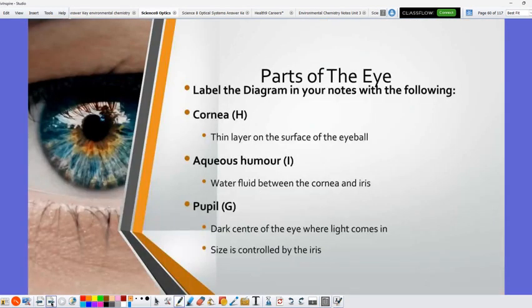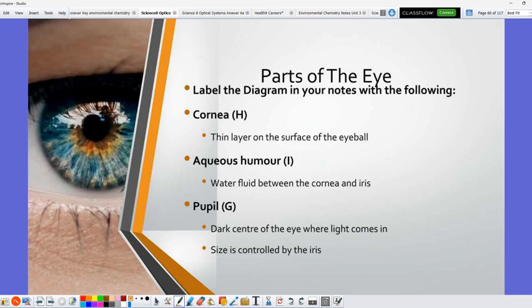And you are responsible for knowing the parts of the eye. So you have the cornea, which is a thin layer on the surface of the eyeball. It sort of protects everything underneath. Your eyeball is filled with a liquid. I'm not sure if you'd really call it water, but it is a liquid that is between the cornea and the iris. The pupil, that's over here. That's the dark center of the eye where light comes in. And so that is controlled by the iris. The iris is this part that's around it.